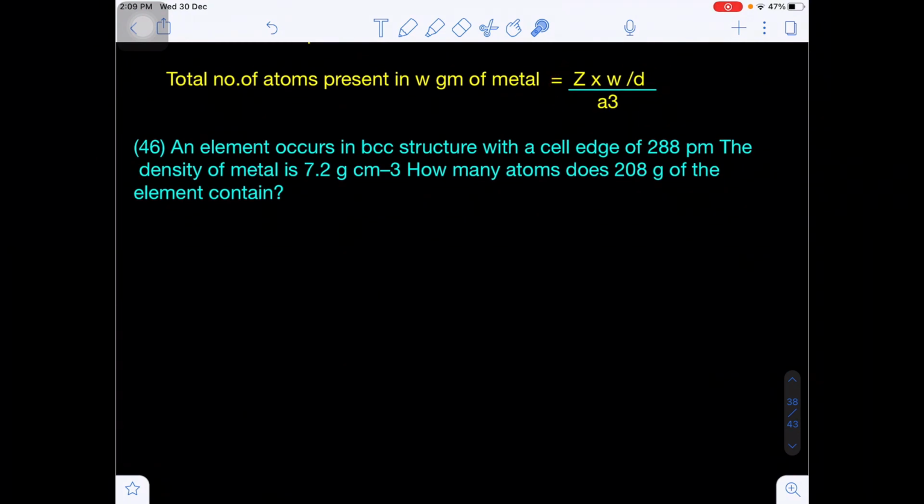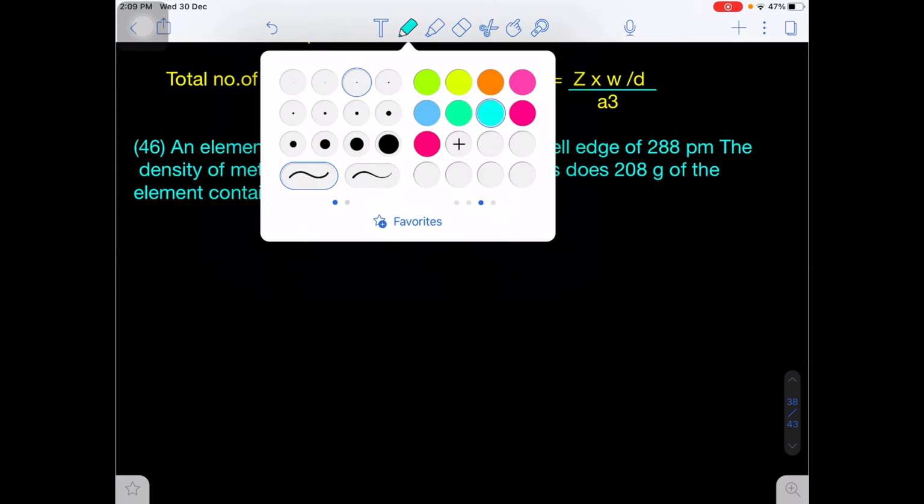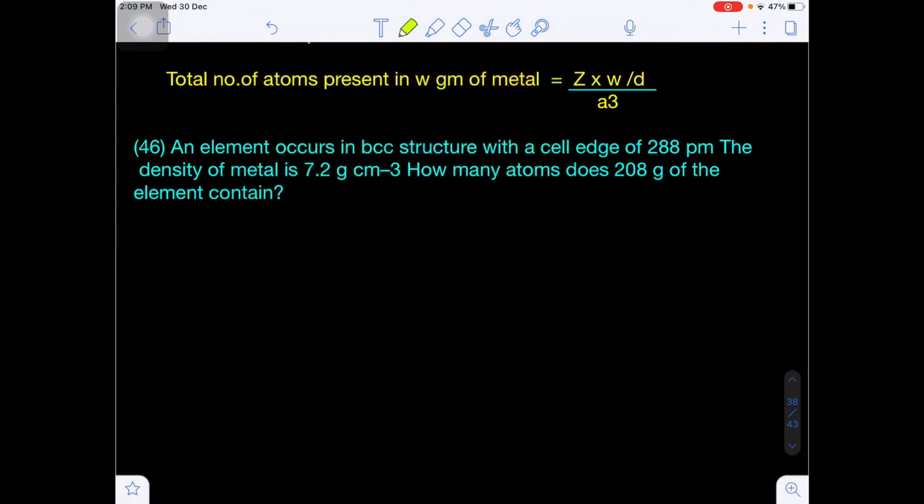So there are one or two questions regarding the number of unit cells and number of atoms present in the given mass of the metal. Okay. Now, an element occupying a BCC unit cell. Question number 46. An atom occupying the BCC structure with edge length 288 picometer. What will be the edge length here? 288 picometer. So shall I write 2.88 into 10 to the power minus 8 centimeter.